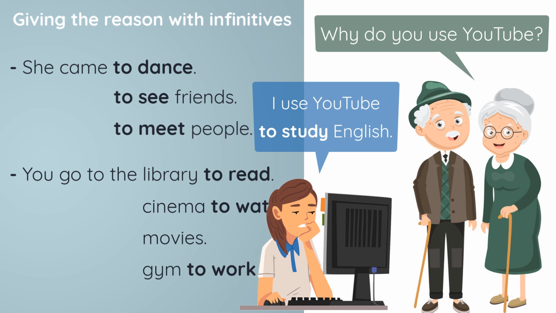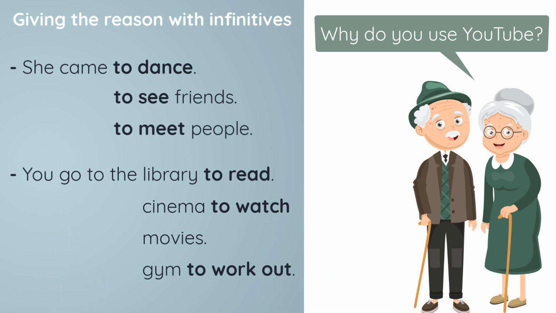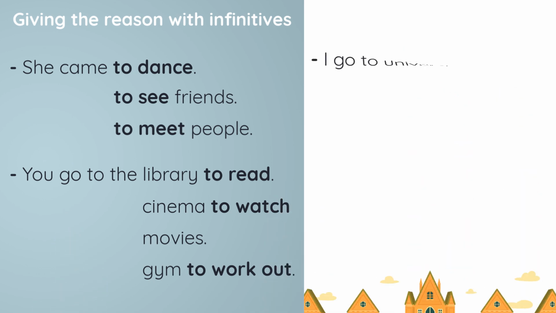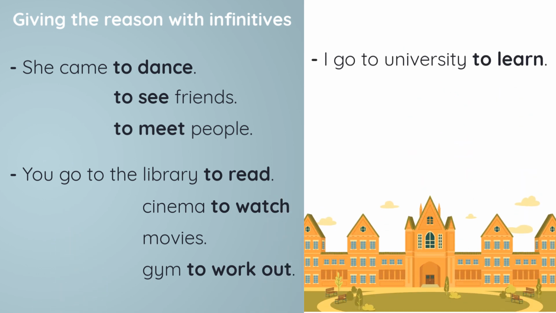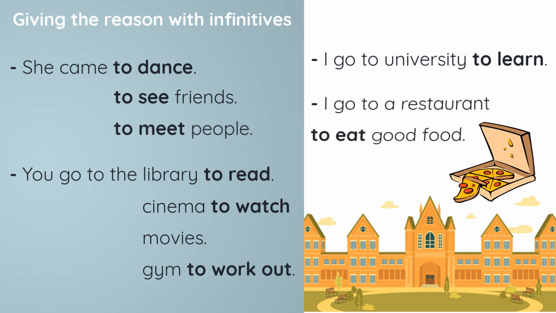I use YouTube to watch cat videos. I use YouTube to watch old TV shows. So you can think about the reasons why you do something, and again, use the preposition to and the base verb. Why do you go to university? You go to university to learn. Why do you go to a restaurant? You go to a restaurant to eat good food. So these are just some more examples of the infinitive.